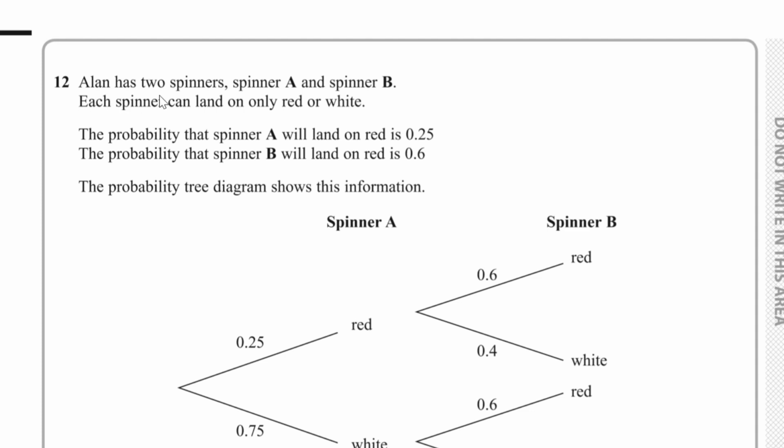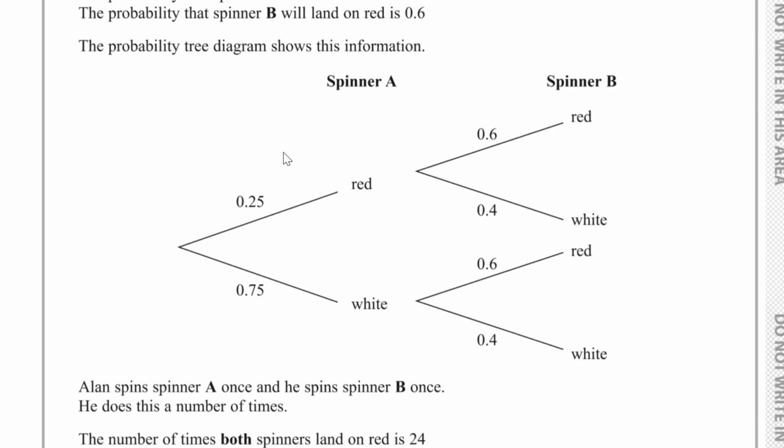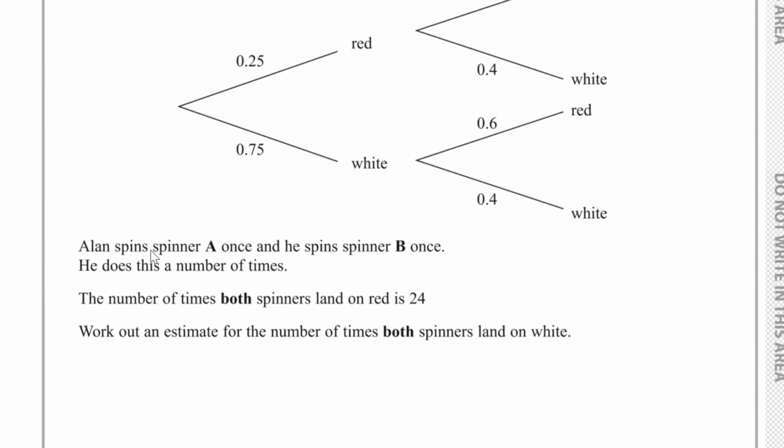Question number 12. Alan has two spinners, spinner A and spinner B. Each spinner can land on only red or white. The probability that spinner A will land on red is 0.25, and the probability that spinner B will land on red is 0.6. And the probability tree diagram shows this information, so that's what we see here. Alan spins spinner A once and he spins spinner B once. He does this a number of times. The number of times both spinners land on a red is 24, and we have to work out an estimate for the number of times both spinners land on white.